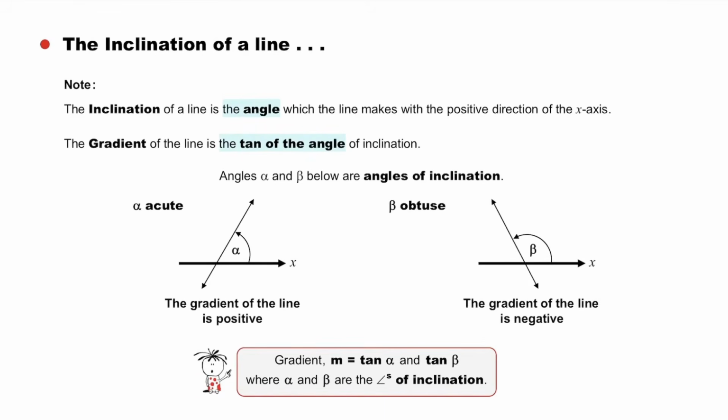See angles of inclination below, acute angle alpha and obtuse angle beta. The gradient of this line is positive, and the gradient of this line is negative. Why is this so? In each case, the gradient, m, is the tan of the angle. The tan of an acute angle is positive, whereas the tan of an obtuse angle is negative.